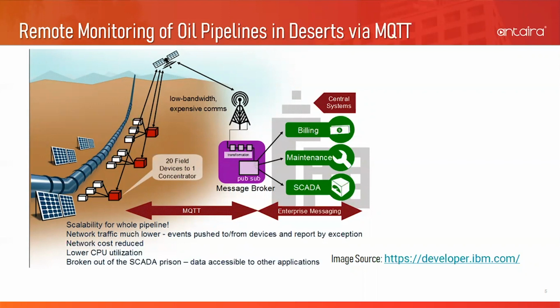During that time, there were 20 devices connected to one concentrator. The concentrator represented the MQTT client. When a pressure sensor detected that the pressure in the oil pipeline dropped suddenly, it would notify this event by sending out a message to the message broker. The message broker would then forward this message to the relevant subscriber, that is the maintenance department, which no longer needed to talk to SCADA in order to find out the pressure status of the pipeline.